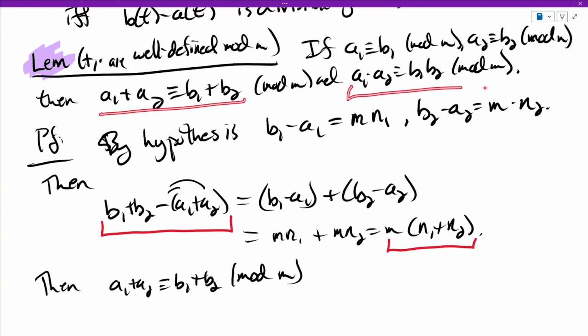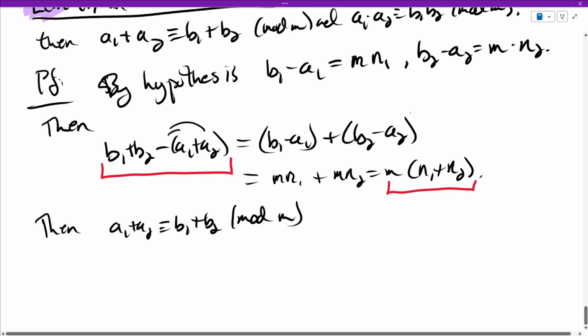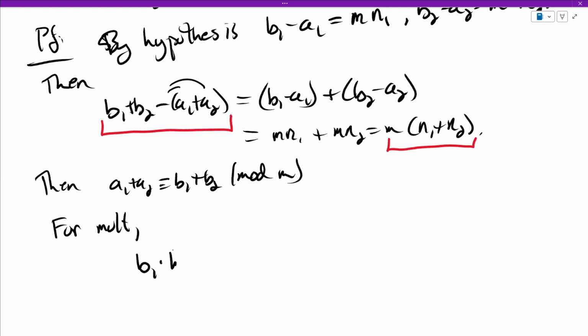Now we have to do this one. And I believe this one we do a trick. So let's see. We have a1 times a2 is congruent to b1 times b2. So let me say for multiplication, we need to look at: b1 times b2 minus a1 times a2. Right, that's the relevant difference.